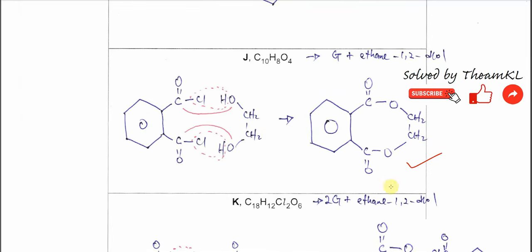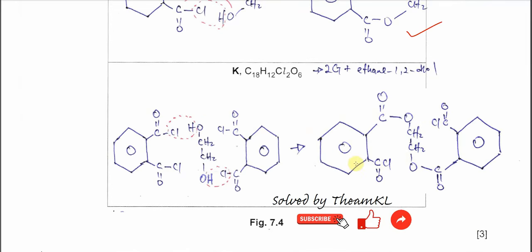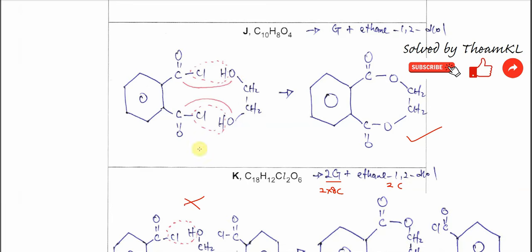This is the structure. For the K, I told you just now, because it's 18 carbon, it must be 2 G, because 1 G is 8 carbon. So 2 times 8 carbon means 16 carbon. Ethane-1,2-diol is 2 carbon. So total is 18 carbon. So this is the idea. Of course, you no need to draw this one. You just need to draw this product. I show you how the products form only. Like just now the J, you no need to show this one. You only show the cyclic.